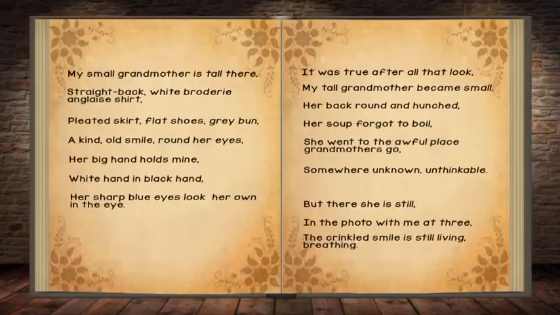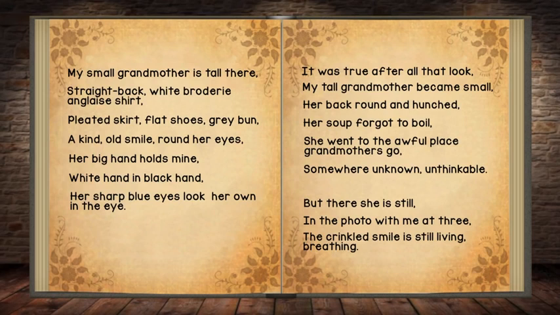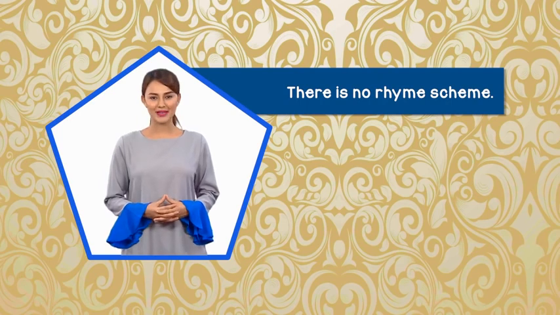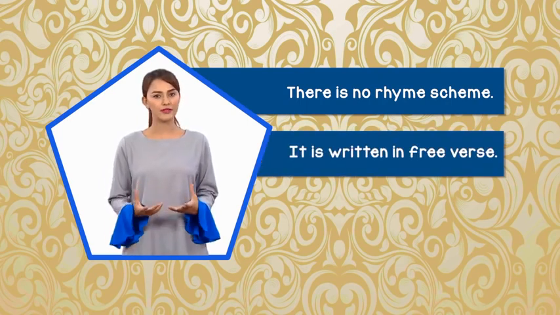Before we analyze the meaning of the poem, let's look at the poem's structure. If you look closely, you will see that the poem is written in 3 stanzas, consisting of 16 lines. There are 7 lines in stanza 1, 6 lines in stanza 2, and 3 lines in stanza 3. There is no rhyme scheme in the poem. It is written in free verse.